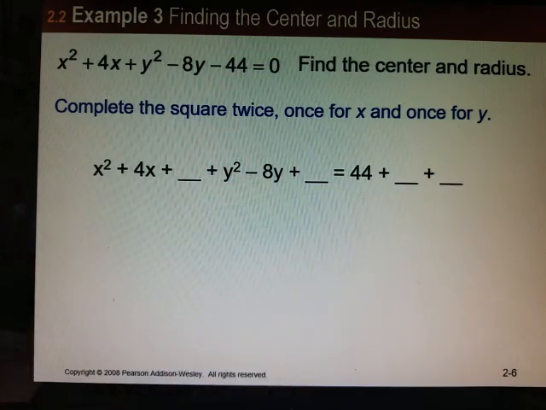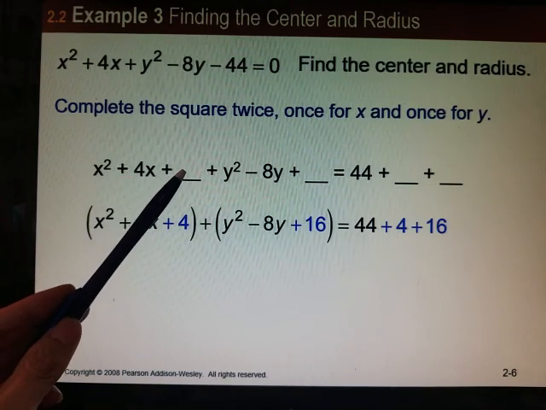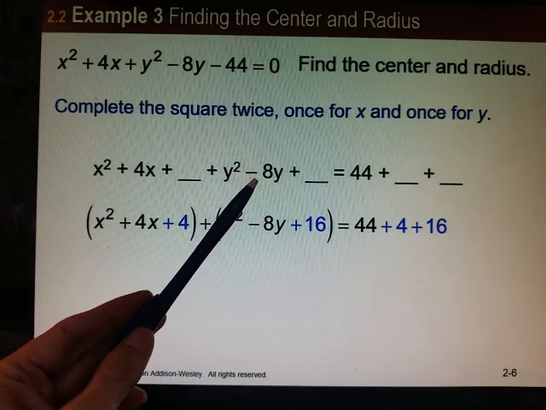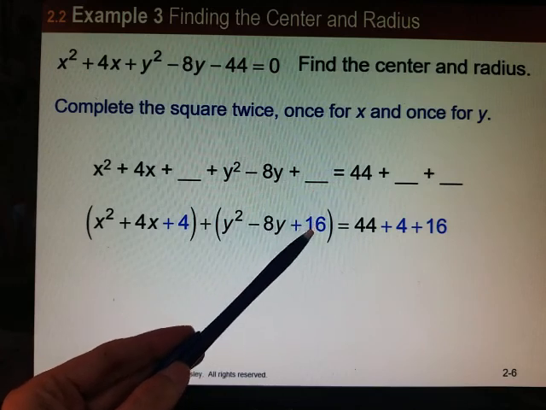Now, when we completed the square, we talked about that in chapter 1. We're making it to be a perfect square. So to do that, remember we would cut this in half and we would square it. So half of 4 is 2, squared is 4. So I'm going to add 4 into that blank. Half of negative 8 would be negative 4, but squared is 16. So plus 16 went here.